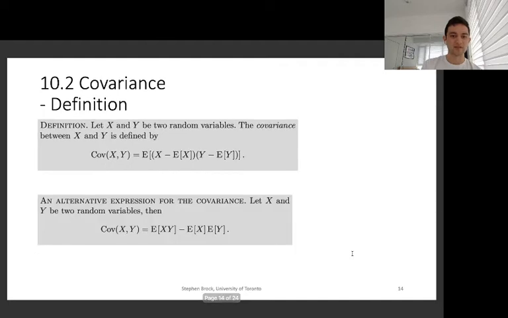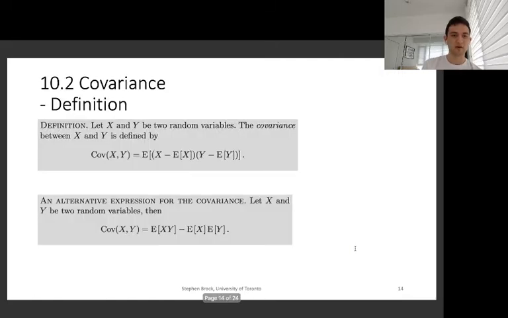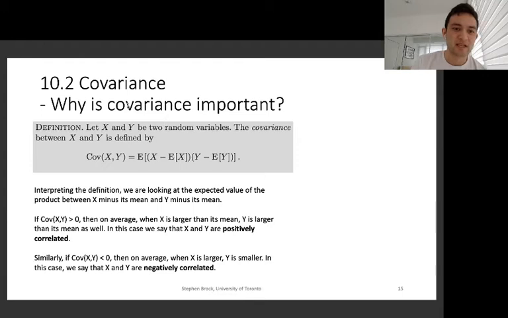Okay, I think we're going to substitute in later, but we would just be able to substitute that in here, and then we'd get r squared variance of x plus s squared variance of y plus 2rs covariance of xy. All right, we don't know a lot about the covariance yet, but I'm going to talk about it, so don't worry. All right, so why is covariance important?